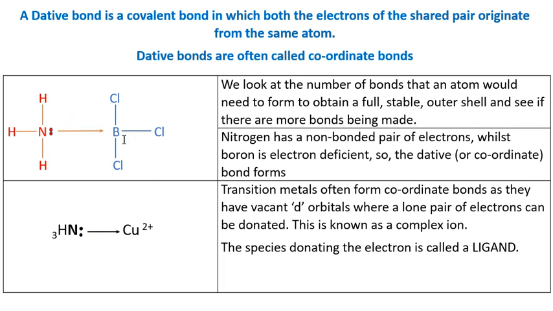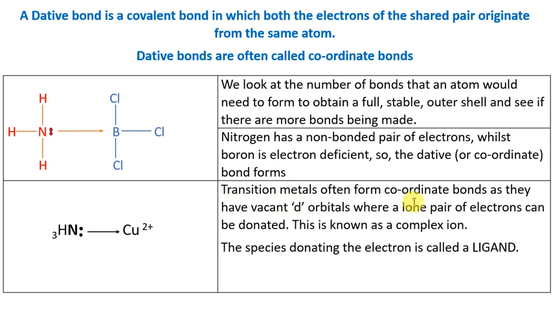Boron, group 13, we've seen already, is electron deficient. A dative bond can form between the two. Nitrogen has a non-bonded pair of electrons, while boron is electron deficient. So the dative or coordinate bond forms.